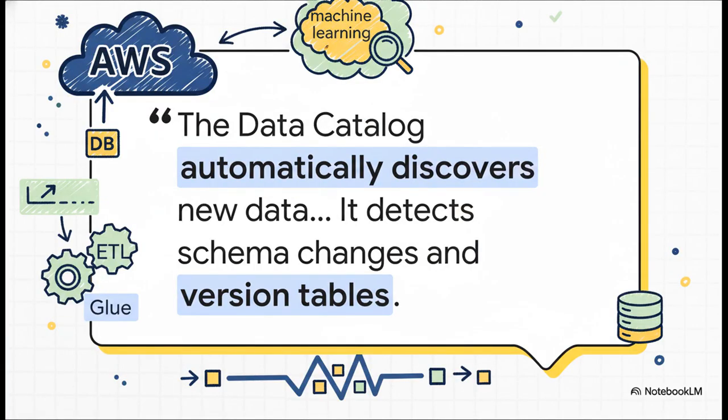And let's just focus on that data catalog for a second, because this is where a lot of the cool stuff happens. It's not just a dumb list of your data. No way. It actively crawls your data sources, automatically figures out the schema, the structure. And get this, it even detects when that schema changes over time. This kind of automation is a lifesaver.